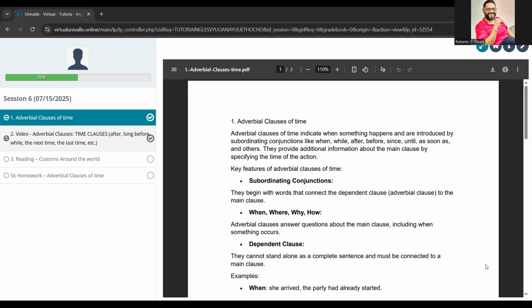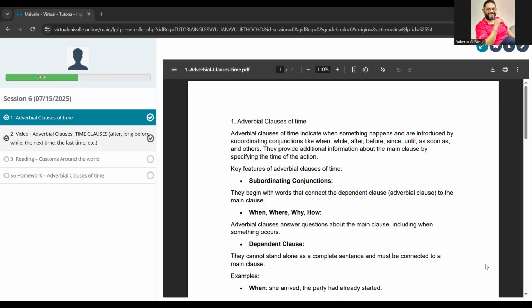They begin with words that connect the dependent clause, the adverbial clause, to the main clause. So basically, a sentence normally has a dependent and an independent clause. A dependent clause makes sense. It is very logical and it is fully complete. An independent clause is not complete, and that's why it's called independent, because it depends on the dependent clause.